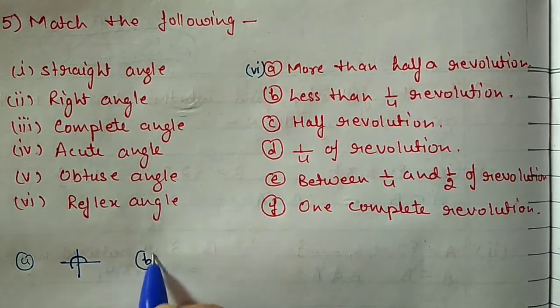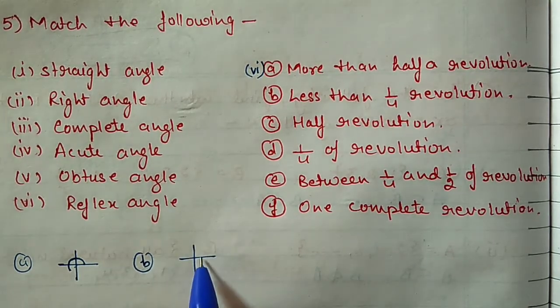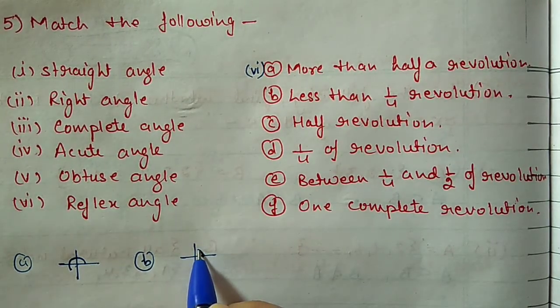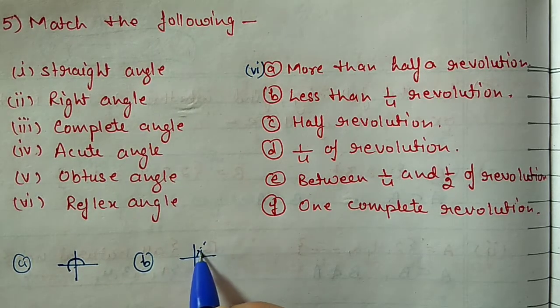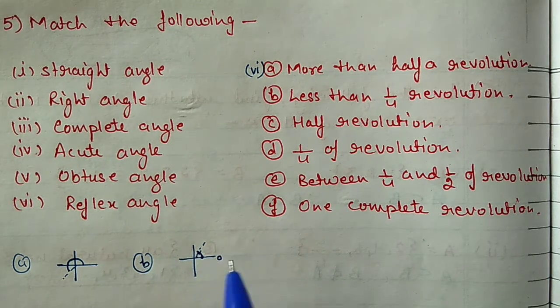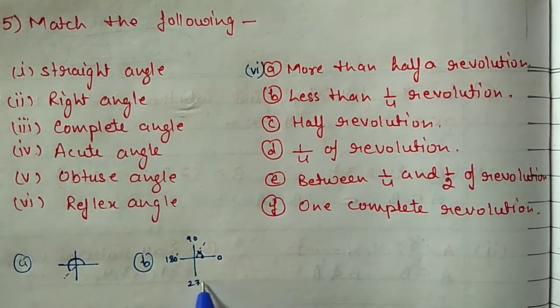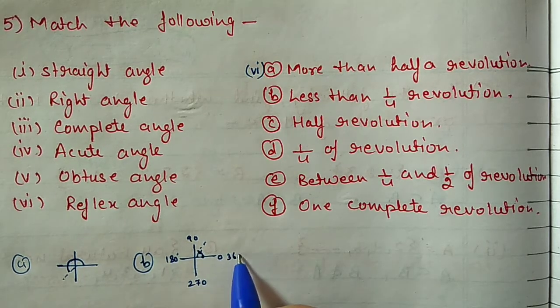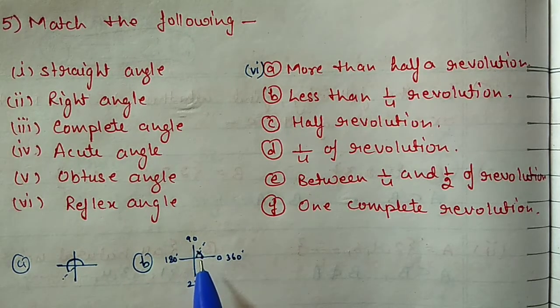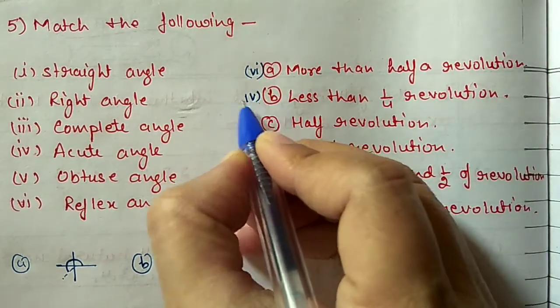Then B, it is given less than 1/4 revolution. So 1/4 means if you start from here, less than 1/4, it will be below this only. So below this means between this angle: this is 0, this is 90, this is 180, this is 270, and again this is 360. So below 90 means it will be an acute angle. So the fourth one will match here.